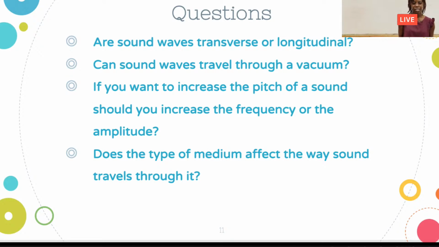And finally, does the type of medium affect the way sound travels through it? Now, this one I'm not going to give you the answer to because I want you to carry out the experiment yourself.